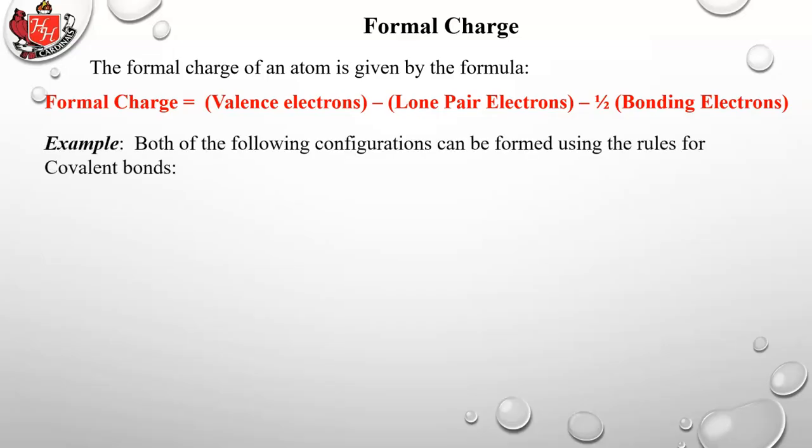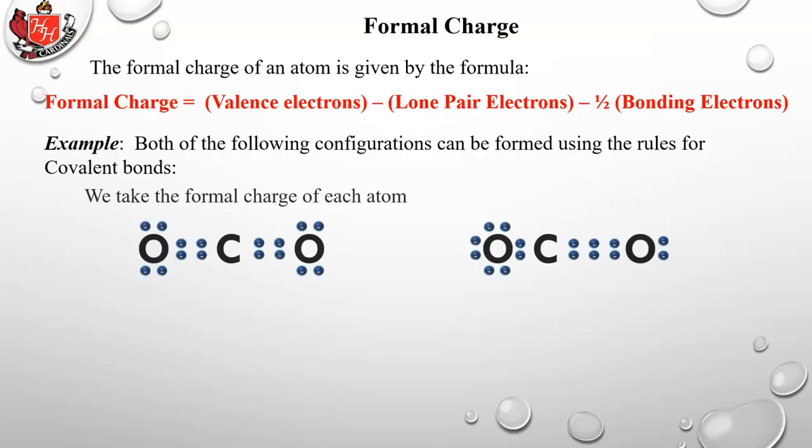So example: both of the following configurations can be formed using the rules for covalent bonds. So there are two formulas for carbon dioxide. Now the one on the left is the one that's preferred in nature. It's the one that's actually made in nature. But the one on the right also meets the rules for making a covalent bond for carbon dioxide. So how do we know that the one on the left is the one that's preferred? So let's go ahead and do this example.